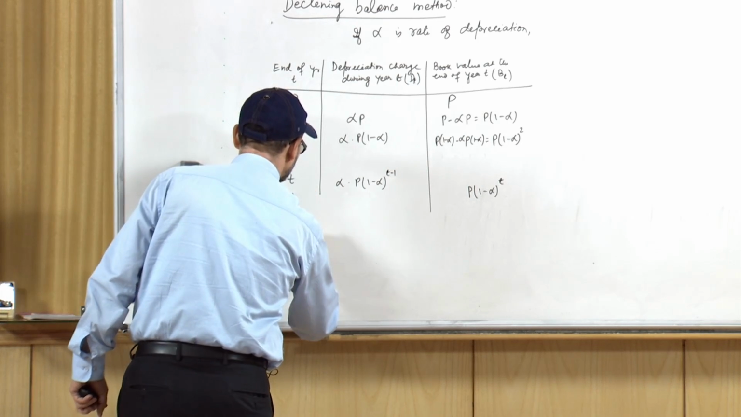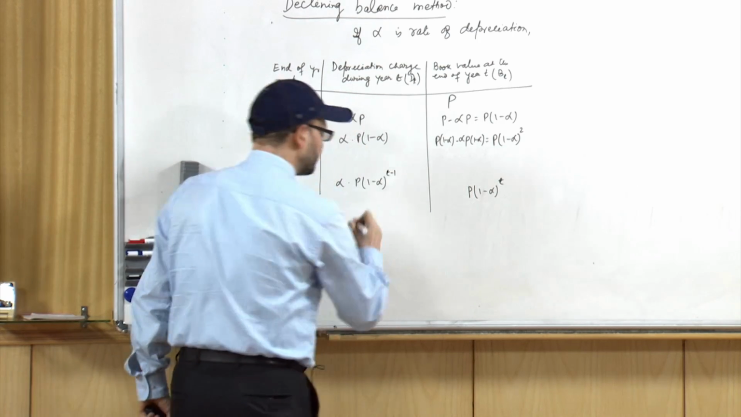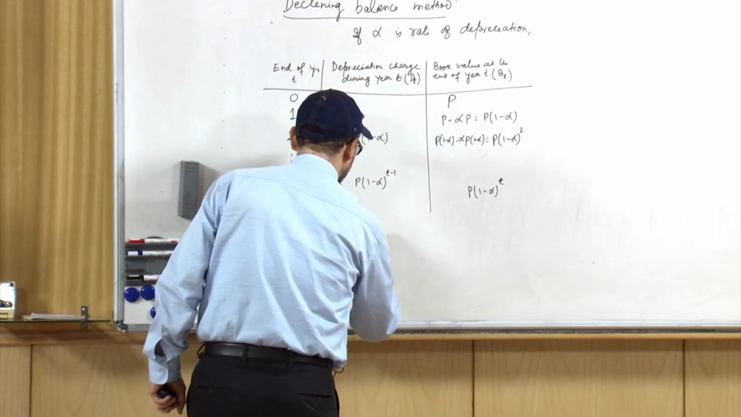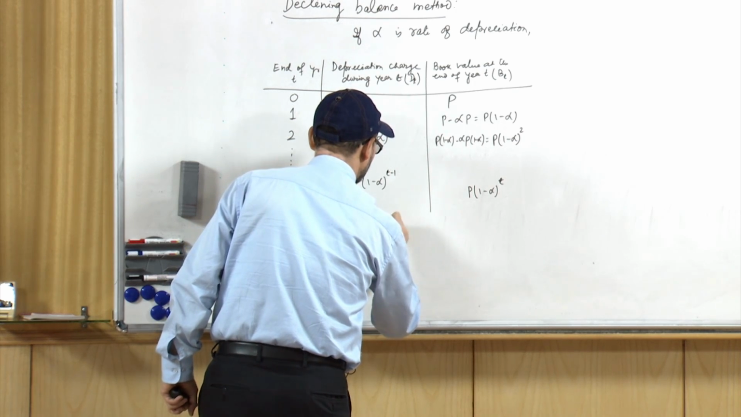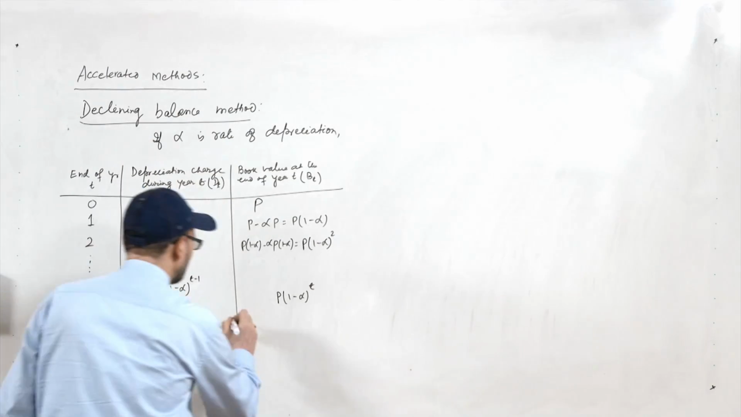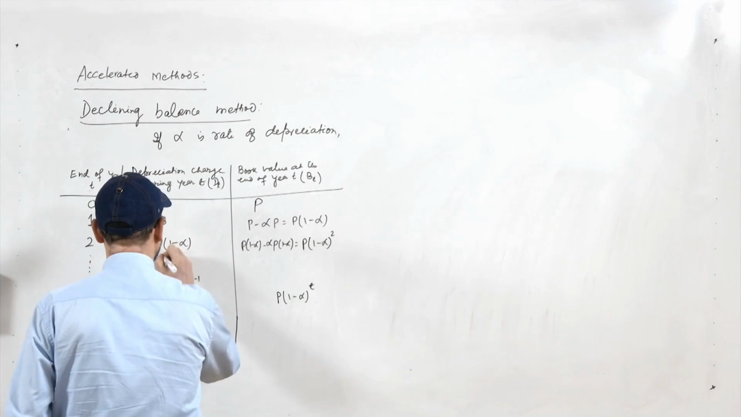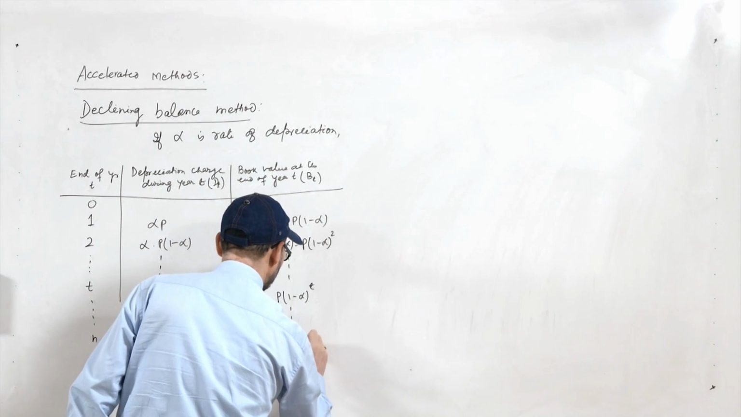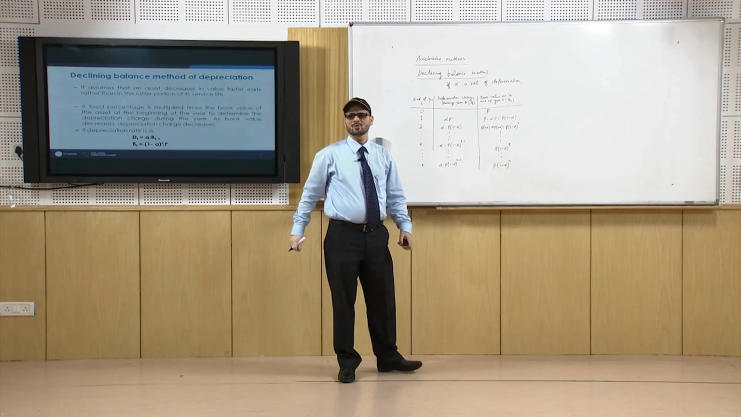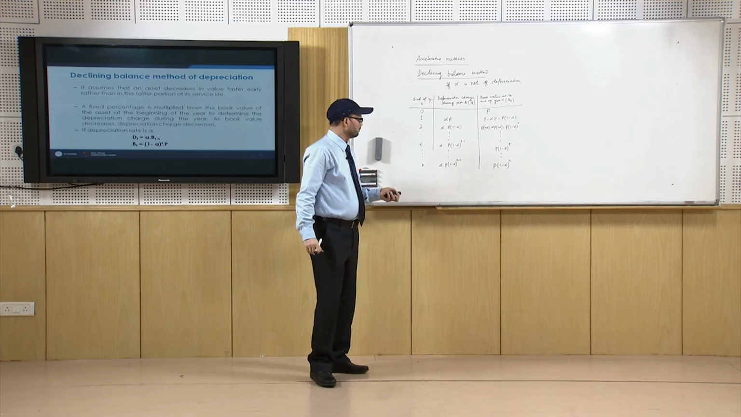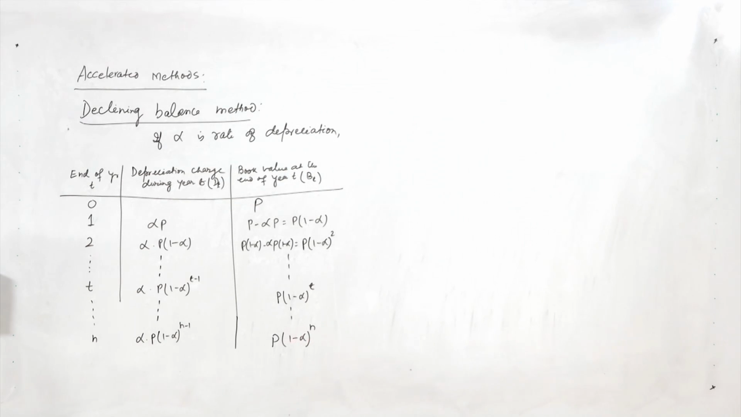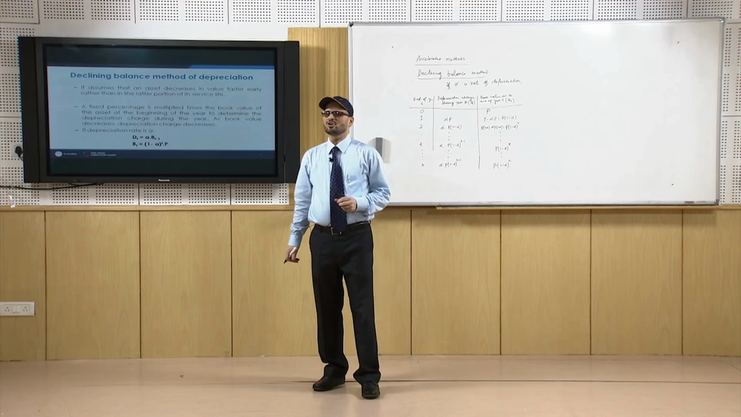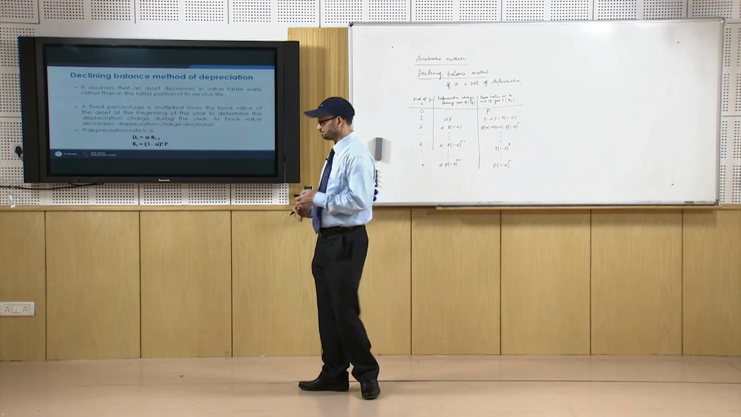Similarly, if you extend this further to n, the depreciation charge during the nth year will be alpha times P times (1 minus alpha) raised to the power n minus 1, and the book value at the end of year n will be P into (1 minus alpha) raised to the power n. This is how the depreciation charge and the book value at the end of year n or year t are calculated in the declining balance method of depreciation.